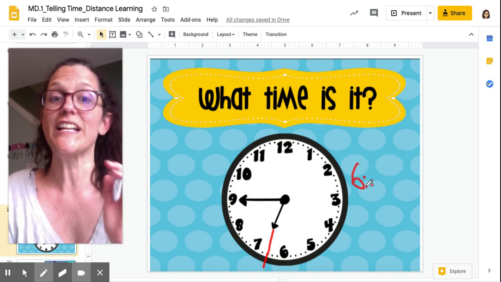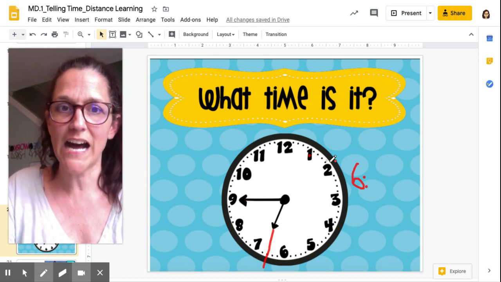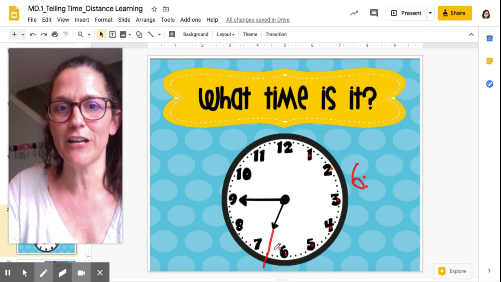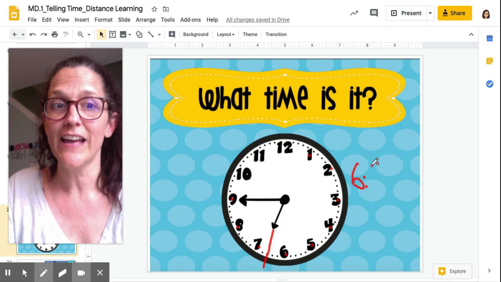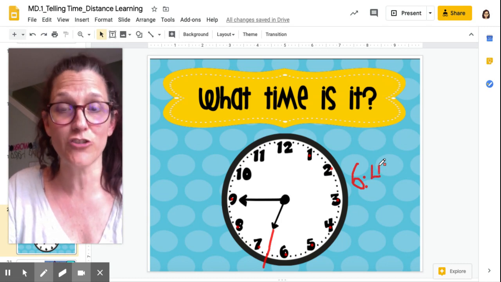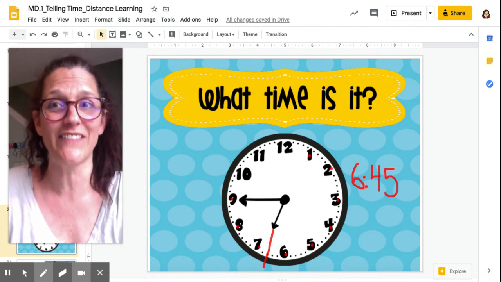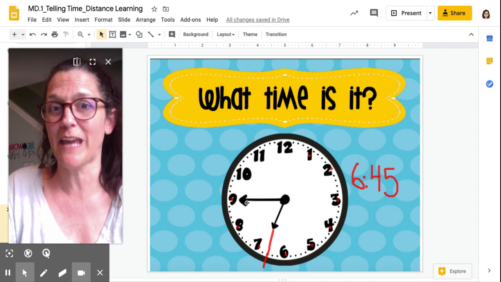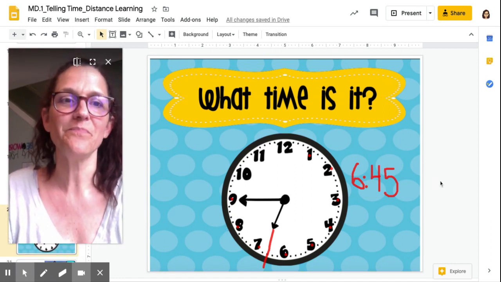And then we're going to skip count by 5s to the minute hand because it's right there. 5, 10, 15, 20, 25, 30, 35, 40, 45. And those of you that are masters of multiplication also realize that 9 times 5 equals 45. So you can multiply or use your skip counting when the minute hand's on one of the big numbers.